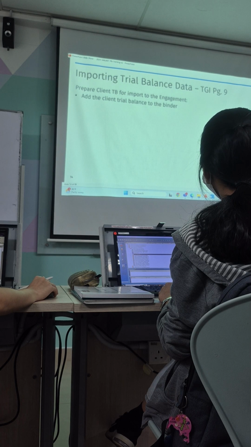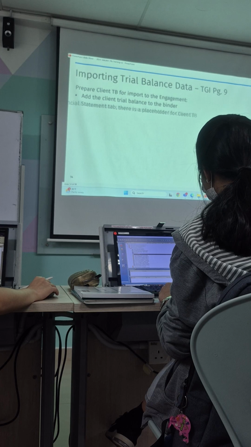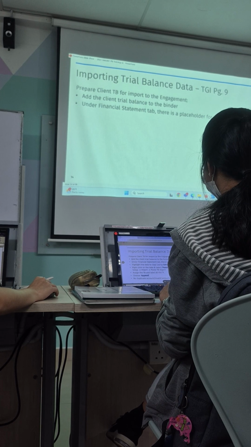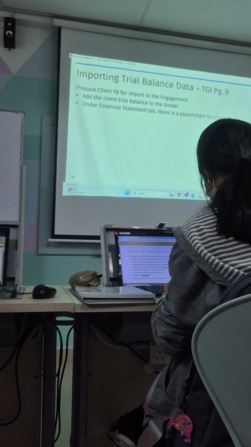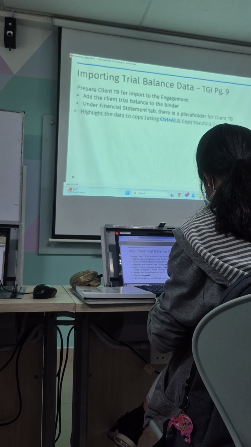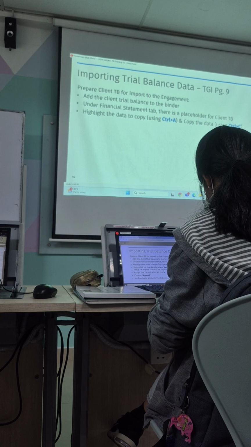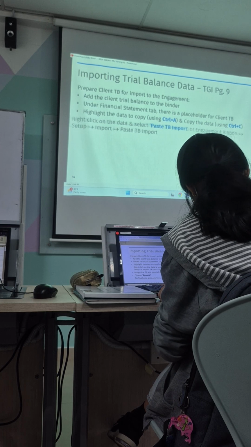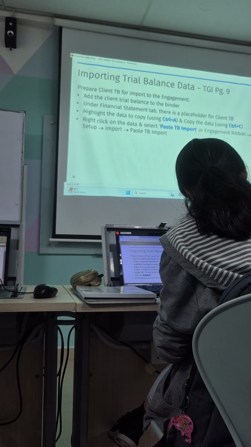Okay. So the slide is saying the same thing. The first point is add the client trial balance to the binder, which we already did, so you can skip that part. Under the financial statement tab, there's a placeholder, you can skip that. The third one is what we have done. Control A, Control C. Right click on the data, select paste report.